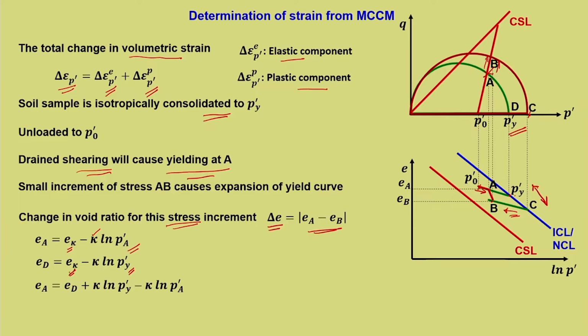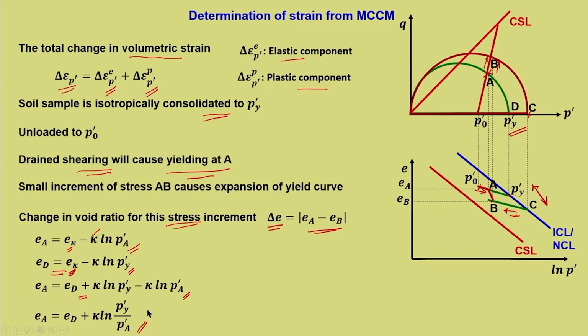Now, for e_kappa we can substitute, because this lies on the same unloading reloading line. So, e_kappa can be substituted as e_D plus kappa ln p dash y. So, that we are substituting in this first equation. So, e_A is equal to, now e_kappa is substituted by e_D plus kappa ln p dash y from this equation, minus kappa ln p dash a. So, we can write e_A is equal to e_D plus kappa ln p dash y upon p dash a.